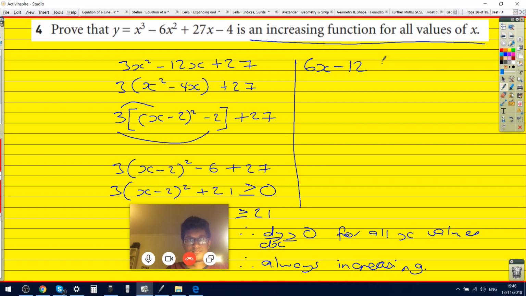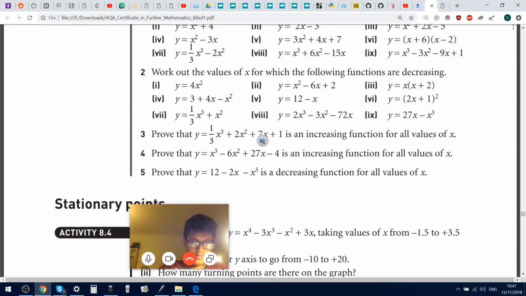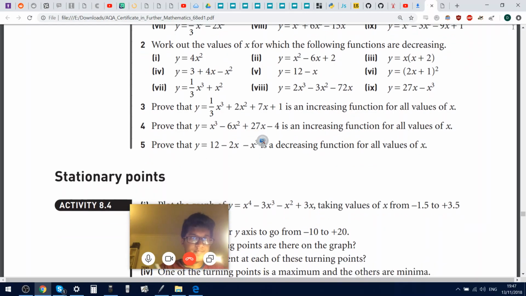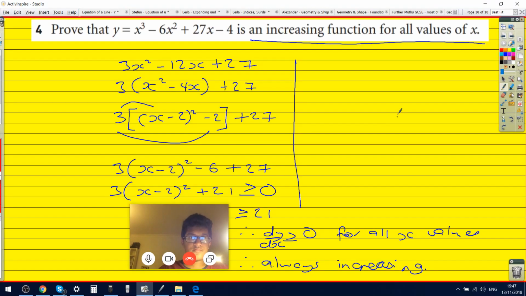No, it doesn't prove it. You would say is greater than or equal to 0. No, it wouldn't prove it. Yeah, the way you prove it is putting it into completed square form, and then just show that dy dx is always greater than or equal to 0. Could you just... No. I don't like that.